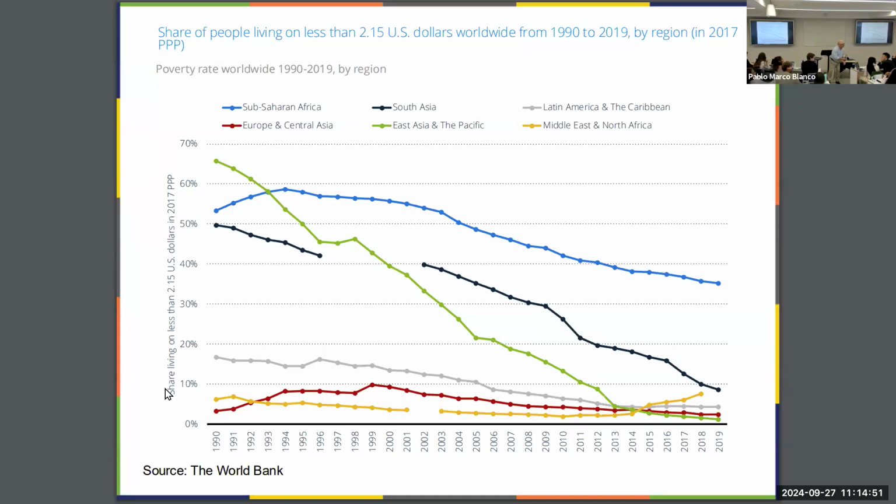Please. My question was why is the Middle East and North Africa increasing compared to all of the others? Wow, that's a good question. Everyone is decreasing, and they are even increasing, and sub-Saharan Africa, even though they're of course the ones that are suffering the most.